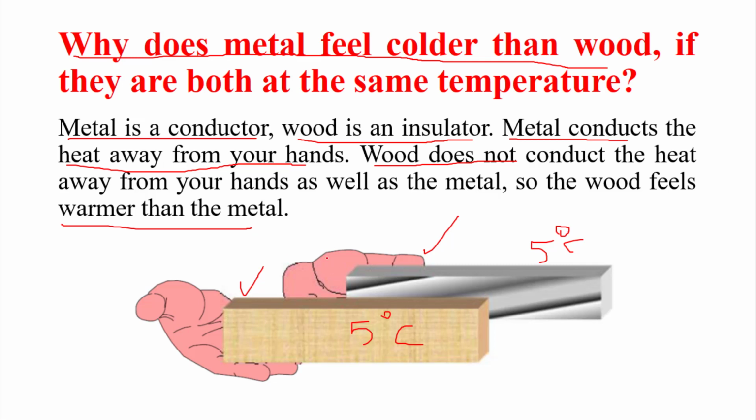So your hand is around 36 degrees Celsius, which is higher. So heat transfers from the higher temperature to the lower temperature. In the scenario of metal, heat will transfer faster through conduction, because metal is classified as a conductor. While here your hand is around 36 and here 5, heat will transfer but much slower than with the metal. Okay.